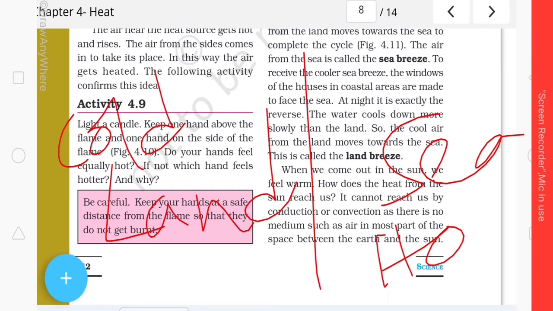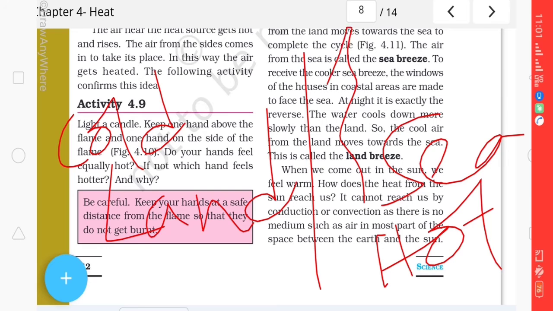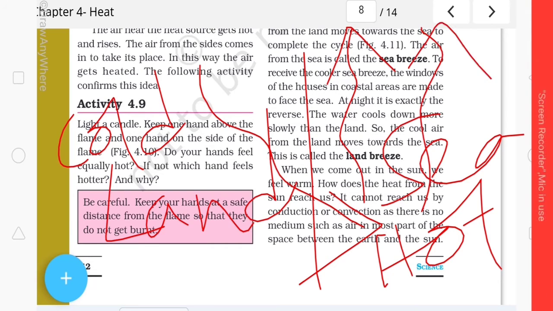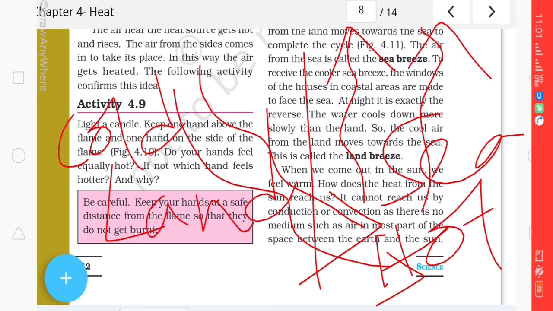It is hot. Now the hot air in the sea will rise up, and the cold air from the land will come to the sea. Hot air will rise up, and the cold air will come to the sea. So in this way during the night time, we get cold air from the land. So that is why it is called land breeze.